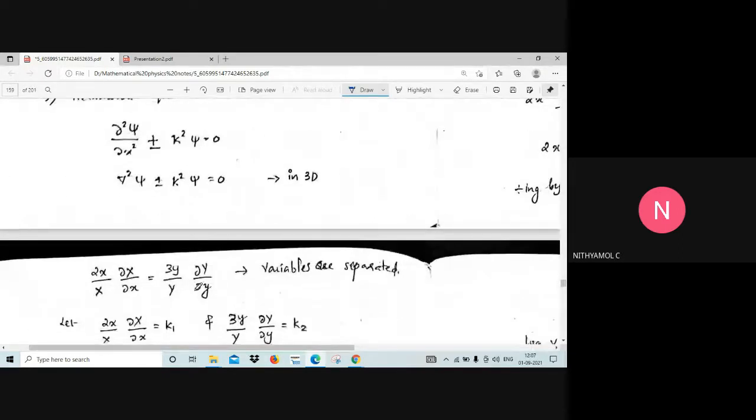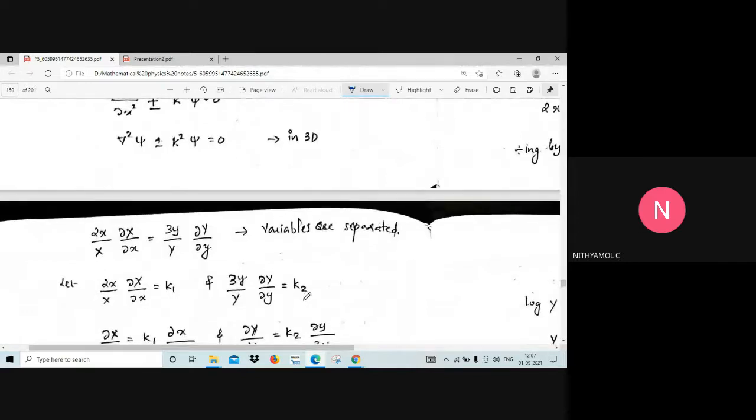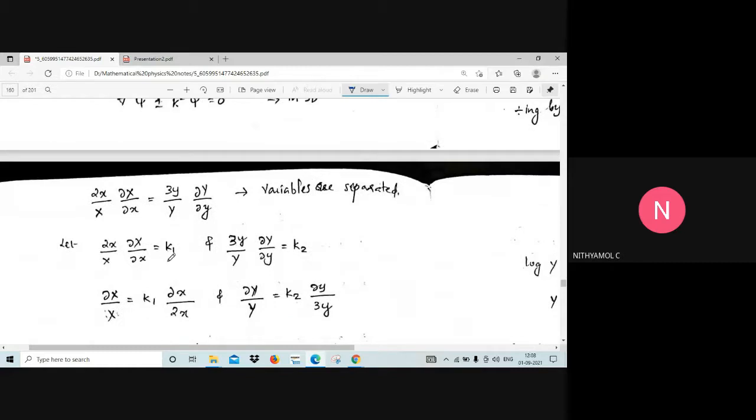So in this way, we can separate the variables, the x part on one side and the y part on the other side. Now let's equate these two expressions to a constant. For X, k1 is a constant, and I am taking k2 as a constant for the next equation. So 2x by X into dou X by dou x is equal to k1, and 3y by Y into dou Y by dou y is equal to k2.